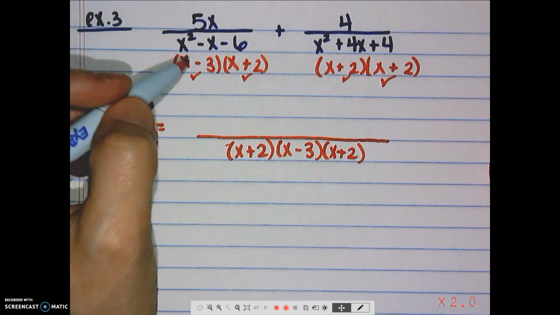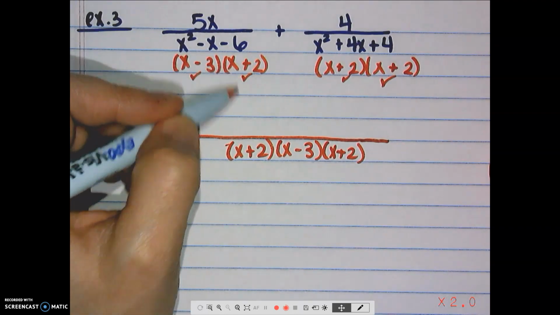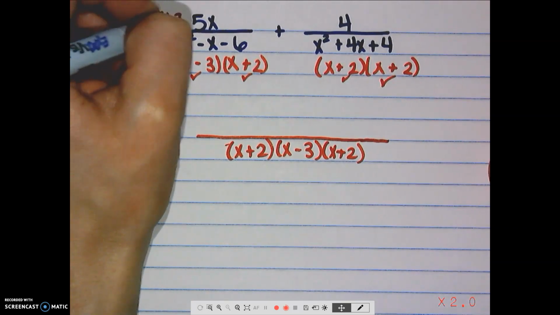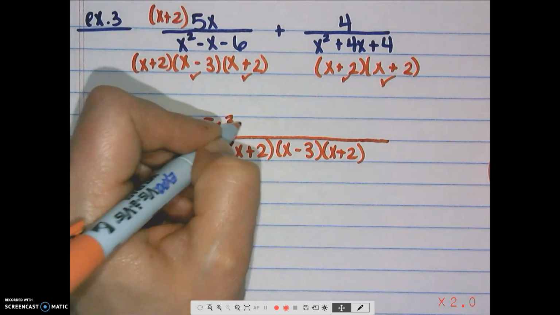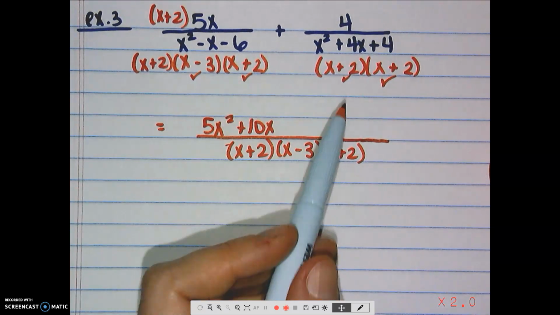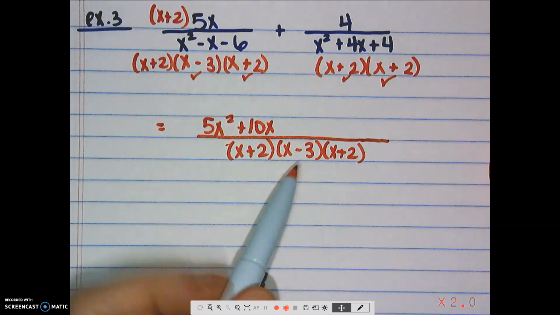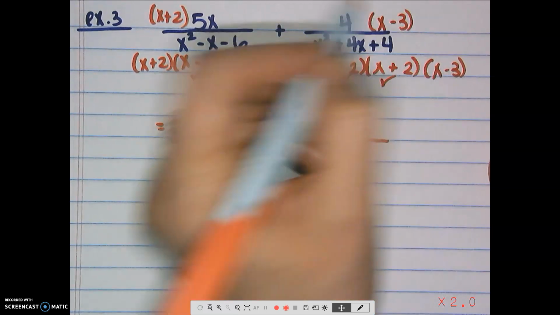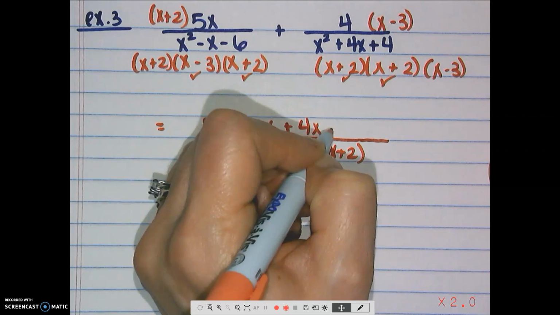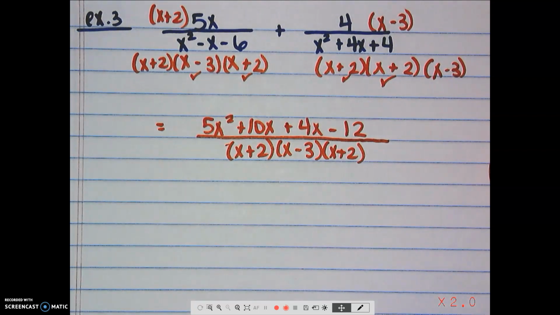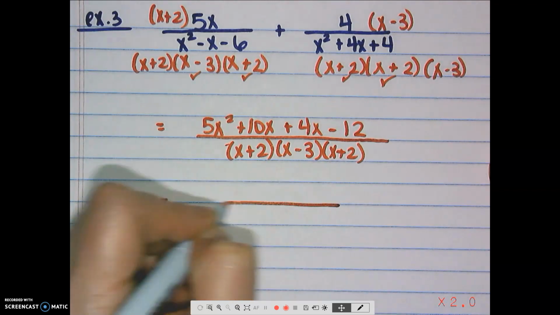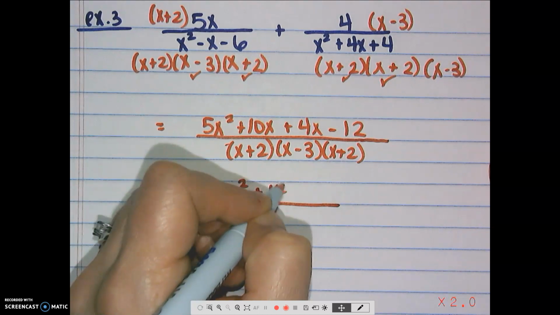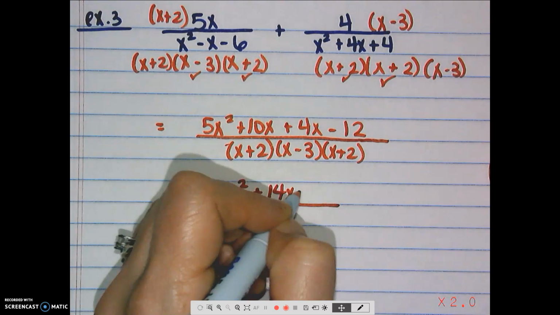So first fraction, we have x minus 3 and x plus 2. That means we need another x plus 2 to multiply this. So that would give us 5x squared plus 10x. The second fraction has 2 x plus 2's, so it's missing the x minus 3. And that would give us 4x minus 12 when we distribute in. So then we're going to combine like terms in the numerator. So 5x squared, the x's in the middle combined to give us 14x, and we have our minus 12.